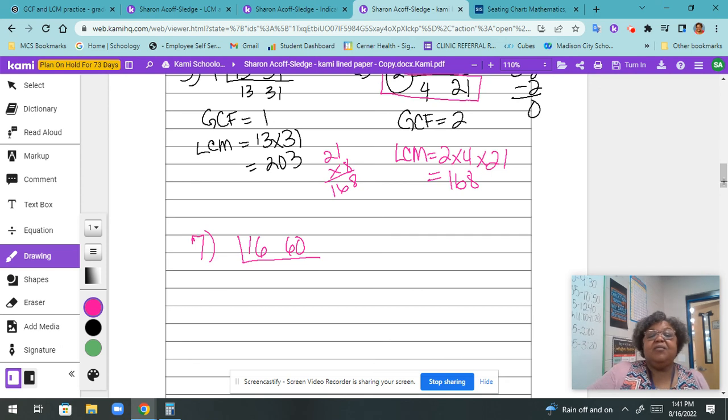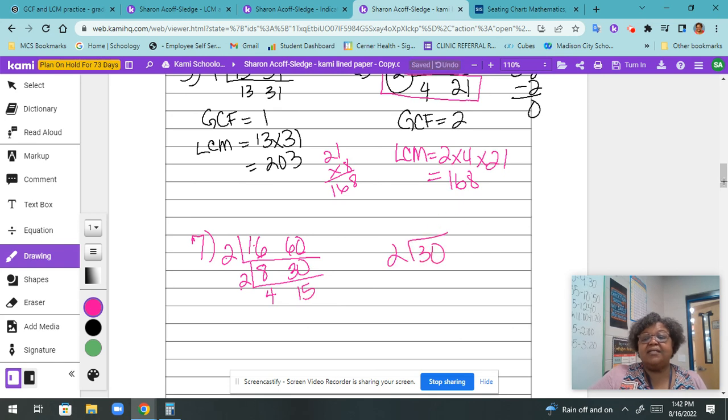All right. So I'm going to start with 2 because they're both even numbers. This ends in 6 and this ends in 0. 2 goes into 16 how many times? 8. 2 goes into 60 how many times? 30. This is still even, so I can do another 2. How many times does 2 go into 8? 4. And how many times does 2 go into 30? 15.